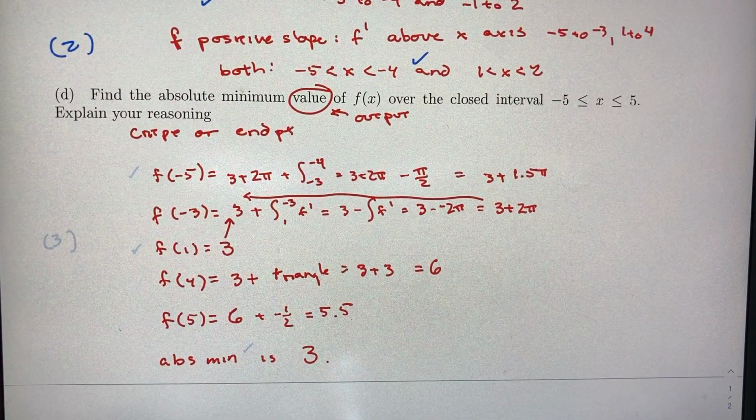All right. 1 point for identifying x equals 1, and 1 point for identifying the endpoints. So you don't have to consider -3 and 4 because we already showed those were relative maxes. But you do have to figure out what the values are at the endpoints, or at least show that they're greater than 3. So this is 3 points.